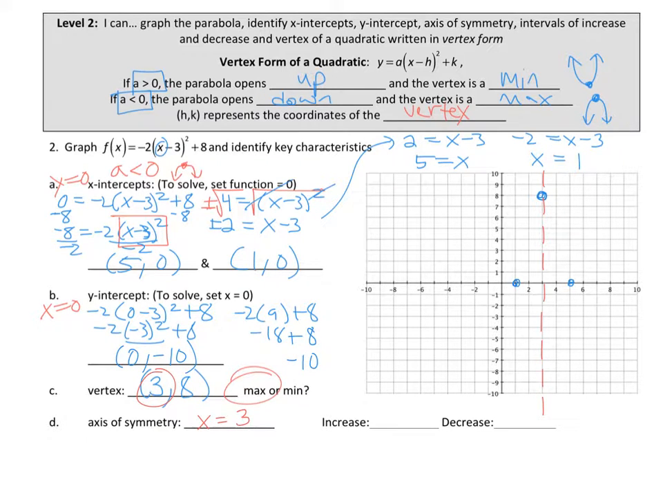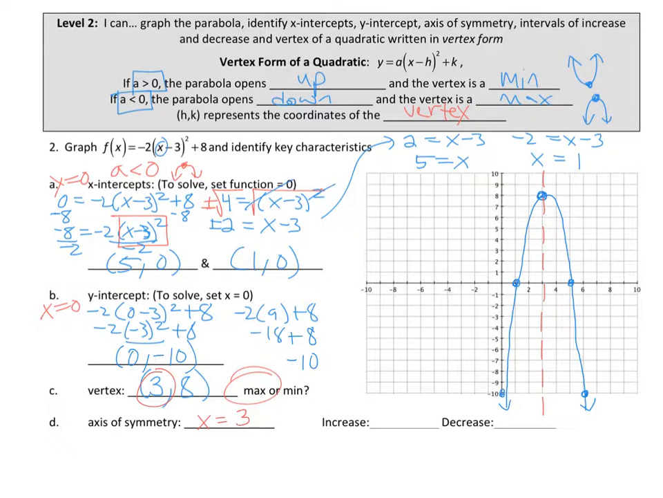The y-intercept is 0, -10, so we're going to plot that. And using the symmetry of the graph, since 0, -10 is 3 units away from the axis of symmetry, I can go 3 units the other direction and plot another point, which just makes my graph look nice and symmetrical. And then I draw the parabola going through those points. And it's rounded at the top, not pointed.